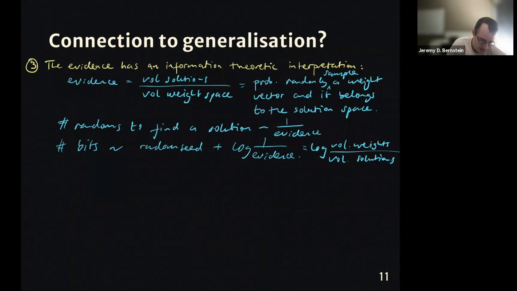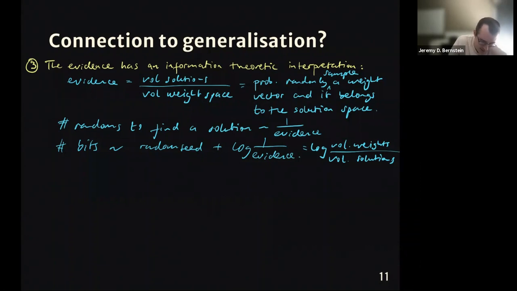So at this point, the claim is that evidence has a lot of nice properties. It has an information theoretic interpretation as the number of bits needed to describe a random solution. You might intuitively expect that it can measure the hardness of different data sets or how good different architectures are.